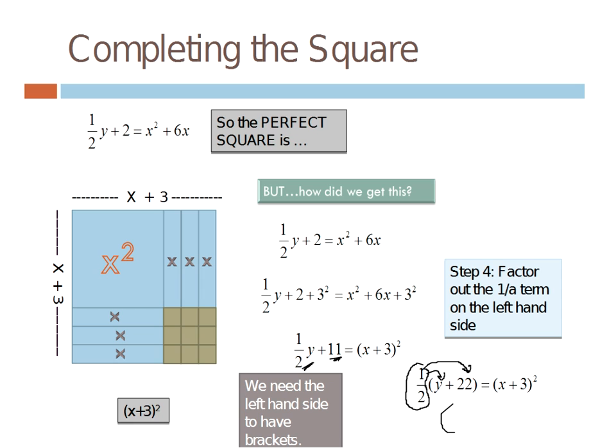So now we can see that the vertex is -3, -22. We could not have seen that, could not have predicted that out of the general form, but by completing the square, using those 4 steps, we're able to get it in transformational form and identify the vertex.